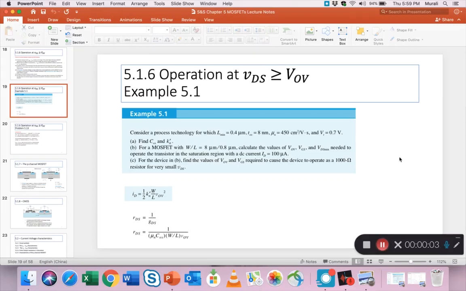Welcome class. This recording will be focusing on the problems related to MOSFET material that I covered in my last lecture. So in chapter 5 in the textbook, as I had mentioned that I would cover, I covered the first three topics, section 5.1, 5.2, 5.3 in the last lecture. So we'll do problems related to this.